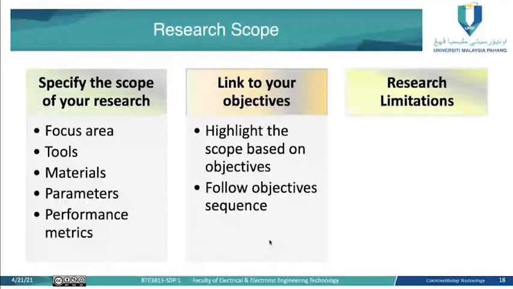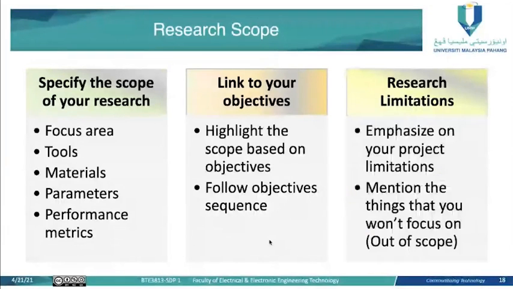Then you need to highlight the limitations of your research. Emphasize your limitations if your research is not complete. For example, I develop an air quality monitoring system. In the air there are hundreds of elements or gases, so I'm not going to monitor all elements. I'm going to focus, for example, on CO2 and CO. So I need to emphasize this part. I say my system is limited to measuring CO and CO2.